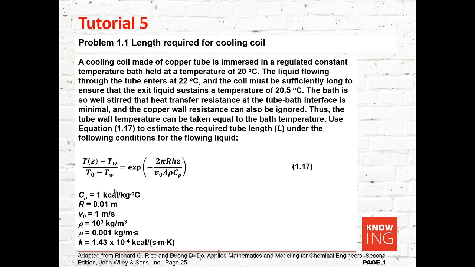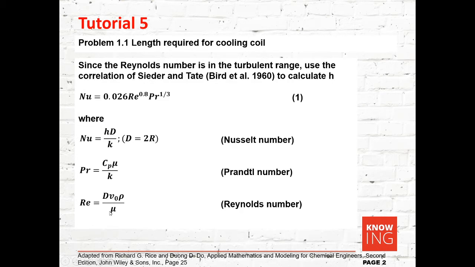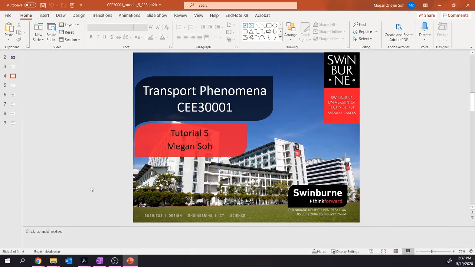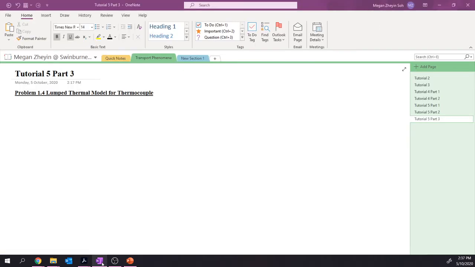Okay, so you are given the information here, and since the Reynolds number is in the turbulent range, we can use the correlation of Sieder and Tate to calculate h. Okay, where you are given the Nusselt number, Prandtl number, and the Reynolds number. So how to approach this problem? It's very simple.